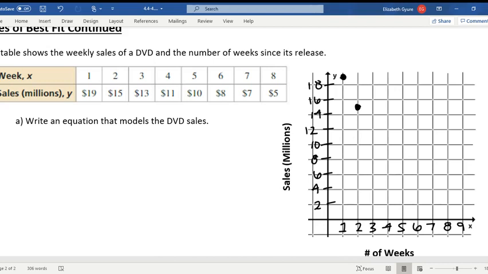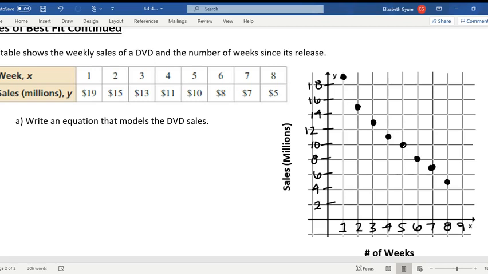Okay. And then at 3, that's 13. So go halfway between 12 and 14. At 4, that's 11, halfway between 10 and 12. At 5, it's 10. At 6, it's 8. At 7, it's 7, right? So go halfway between 6 and 8. And then at 8, it's 5. So that's halfway between 4 and 6.